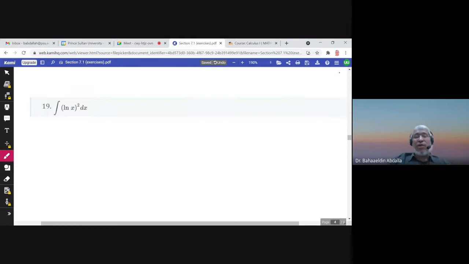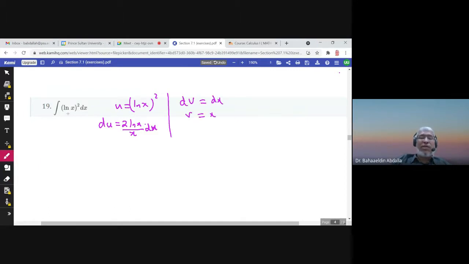ln x to the power 2. Well, I have to take u as ln x to the power 2. du here would be the derivative of this; we will use the chain rule. So it's 2 times ln x times the derivative of ln x, which is 1 over x. So I'll just divide by x and multiply by dx here. Okay, so that's the derivative of ln x squared. dv is dx, so v is x. Now this is I.